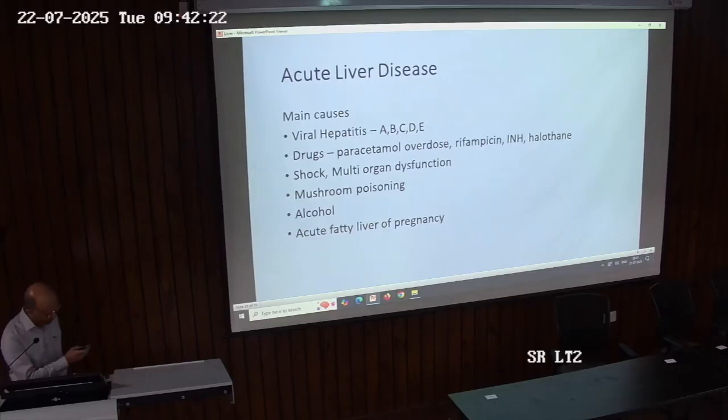The treatment is mainly supportive. Mild to moderate cases would recover with supportive treatment, but if the person goes on to develop acute liver failure, then one has to resort to a liver transplant in an emergency. The other spectrum of the disease is chronic liver disease.